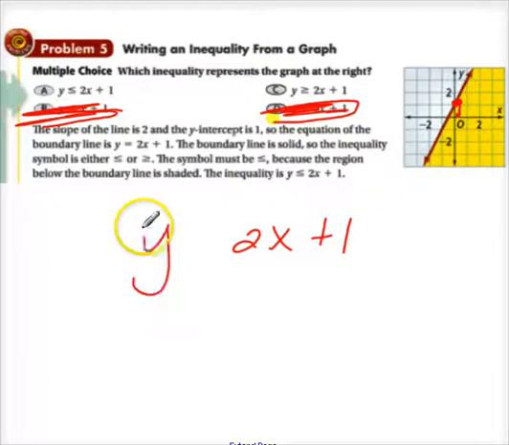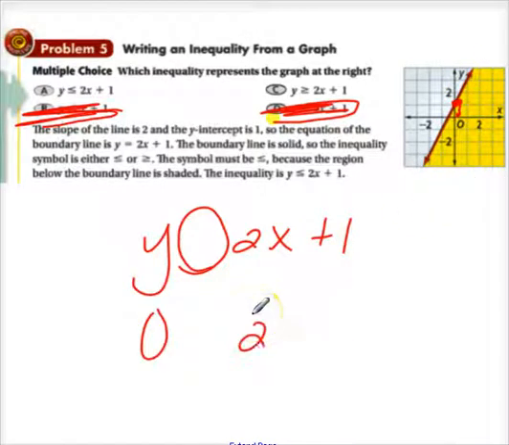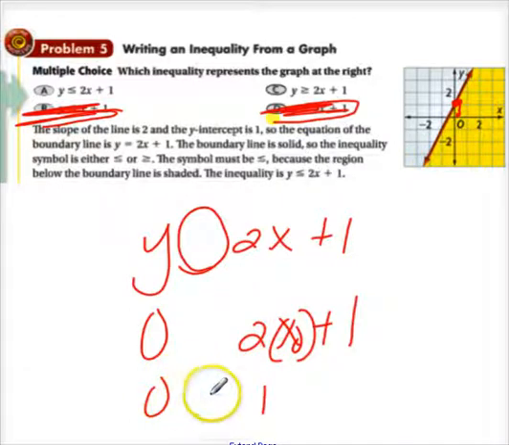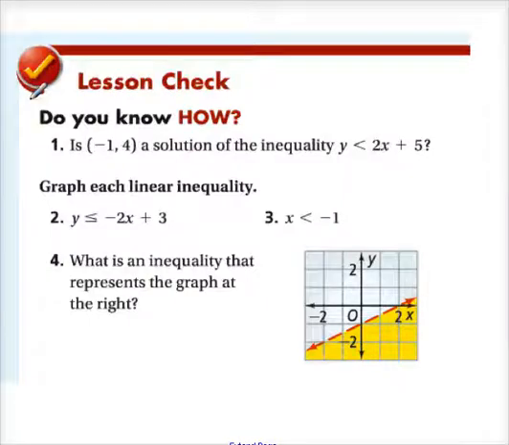So if this were my equation, I just need to find out what the symbol is. If I were to put in 0, 0, because 0, 0 is not currently part of my line, looks like 0, 0 was a solution because they shaded it. So I put 0 in: 2 times 0, 0 plus 1. I need 0 to be less than 1 at the end. So my inequality is y is less than or equal to 2x plus 1, which is choice A. So just be really careful when you're looking at your graphs. All right, please complete the lesson check 1 through 4 for class.